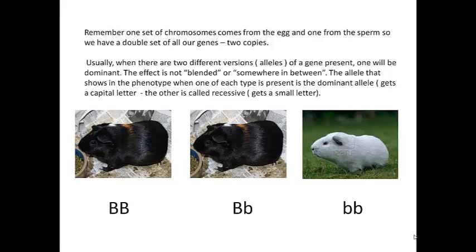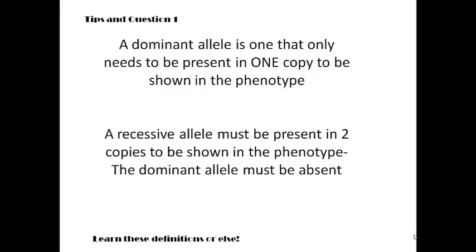So down below we have a guinea pig that has a black allele and the white allele, but he appears black. Therefore we call black dominant and give that allele the capital letter. We can see to be a white guinea pig you have to have 2 copies of the little b allele, and the big B has to be absent. So learn these definitions of a dominant allele and a recessive allele. You're bound to be asked for one of them.